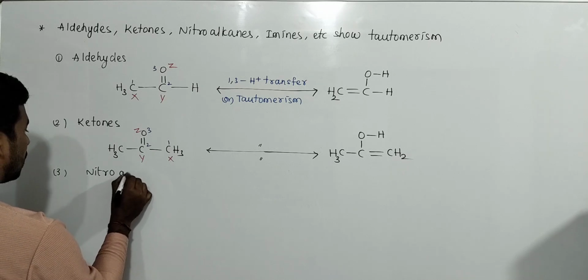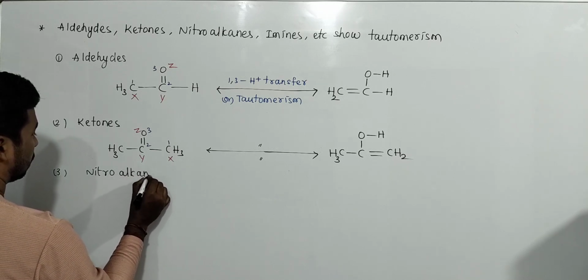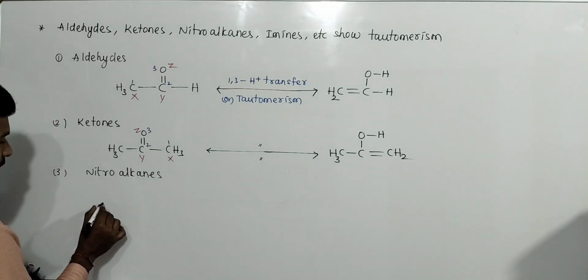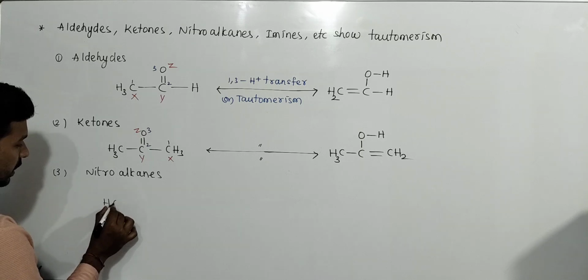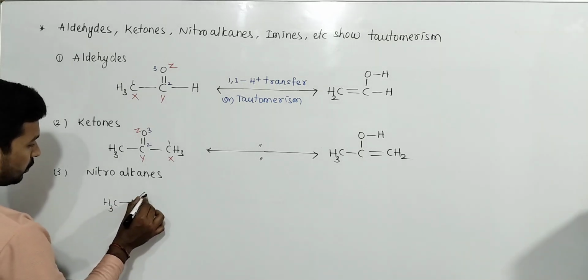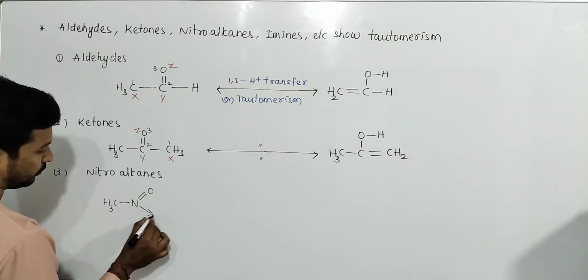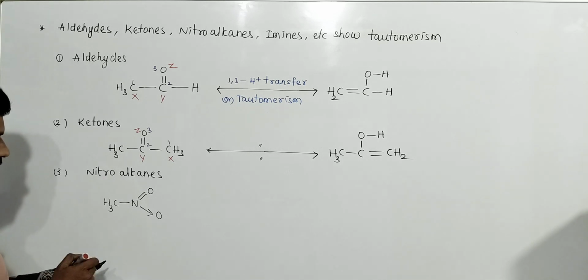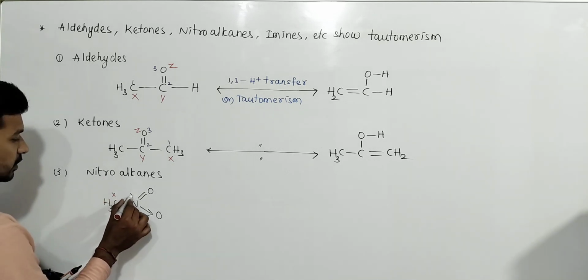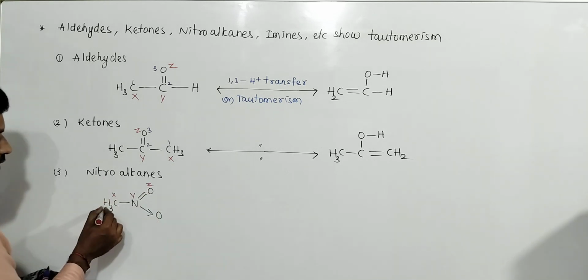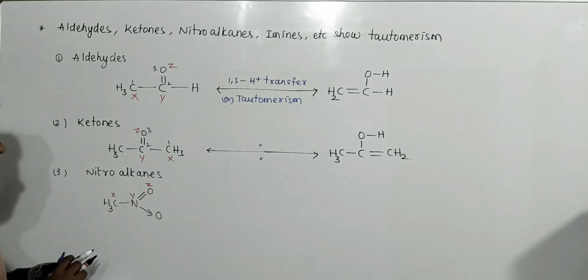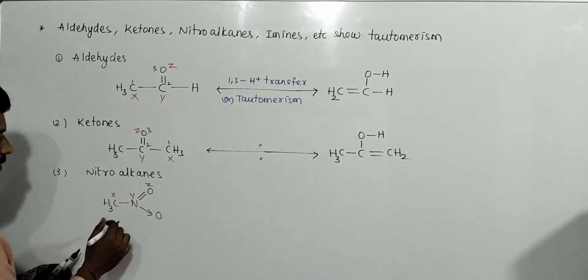In nitroalkanes, tautomerism. I am taking this molecule, CH3 with a nitro group. Is this in the form of XYZ or not? Yes. The X atom contains hydrogen, and there is a double bond between Y and Z.